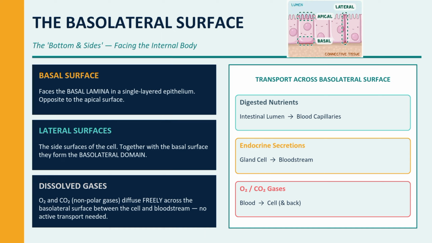Dissolved gases. Oxygen and carbon dioxide, these are nonpolar gases, so they do not require any active transport. They freely diffuse across the basolateral surface, between the cell and the bloodstream. Role in transport. Cells actively transport substances across the basolateral surface, moving digested nutrients from the intestinal lumen into the blood capillaries, and endocrine secretions into the bloodstream.